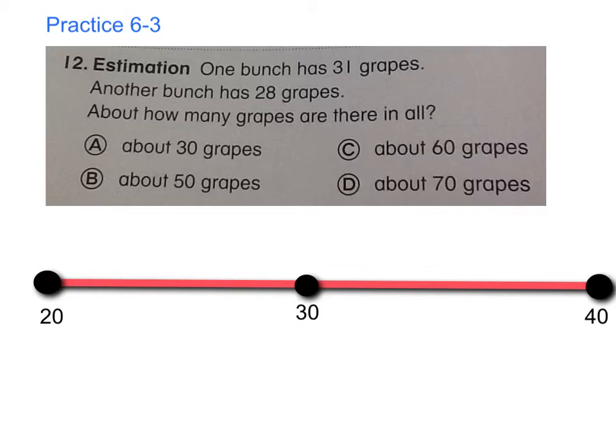Using a number line for this is very helpful so you can see the closest 10. The first number is 31, which is closest to 30. The second number is 28, which is also closest to 30. 30 plus 30 is 60, so you would have about 60 grapes in all, which is answer choice C.